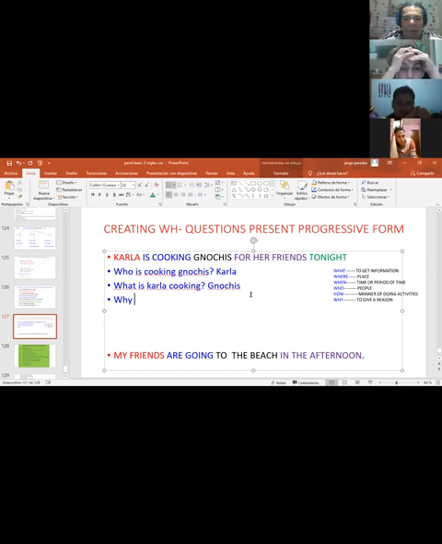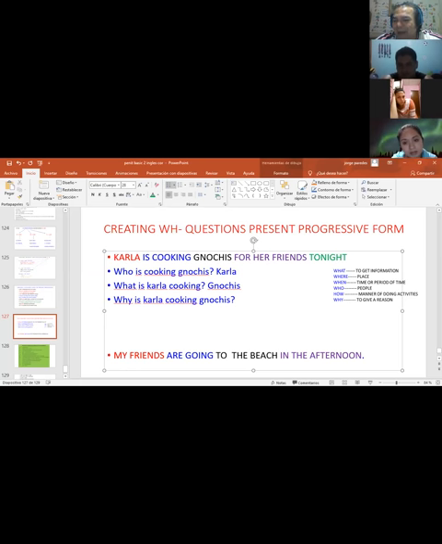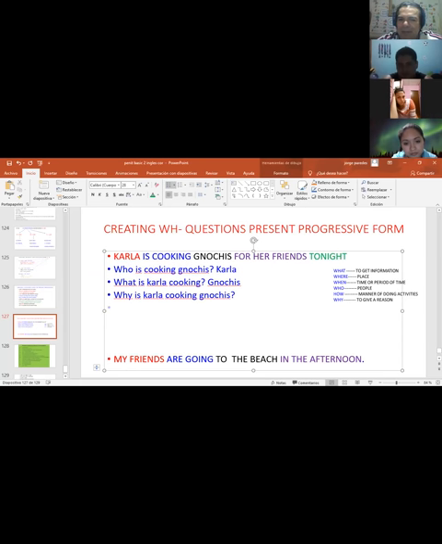So, hagámoslo. Why is Carla cooking? Okay, gnocchis, y ahí lo cerramos. ¿Por qué está cocinando? ¿Por qué Carla está cocinando gnocchis? For her friends. Tonight. Para sus amigos. Está cocinando los gnocchis para sus amigos. Okay, like that. For her friends. And the last one. Tonight.